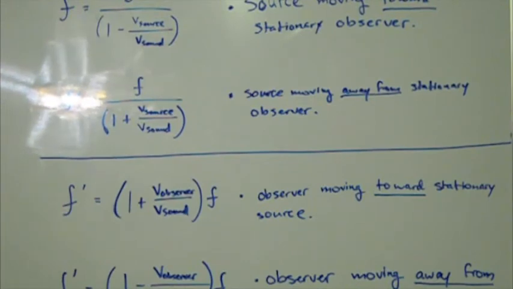For the last scenario, the observer moving away from a stationary source, the formula is f prime is equal to 1 minus the fraction v observer over v sound. Close that in parentheses and multiply everything by the original given frequency, and that's how you find that. Now that we know the 4 scenarios and the 4 different formulas, let's put that into effect.